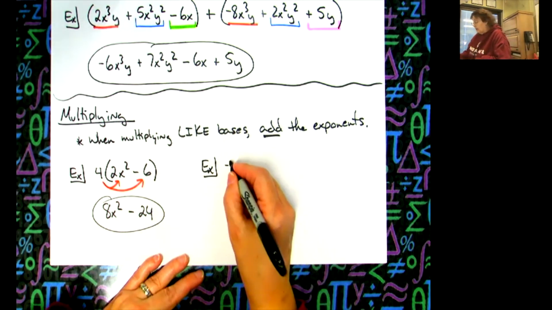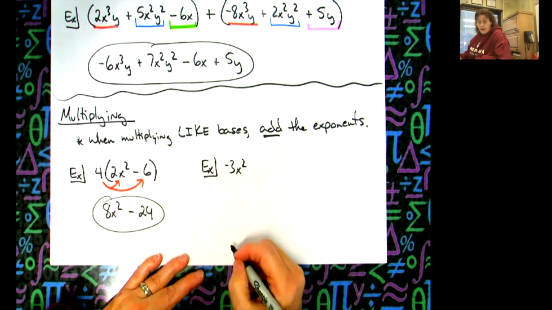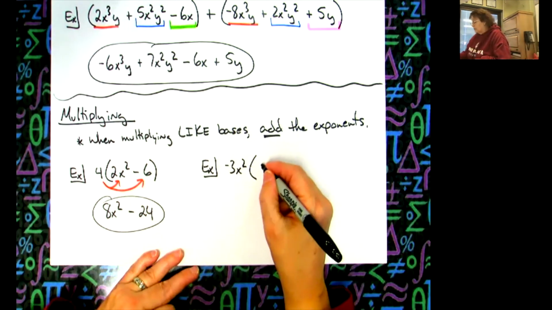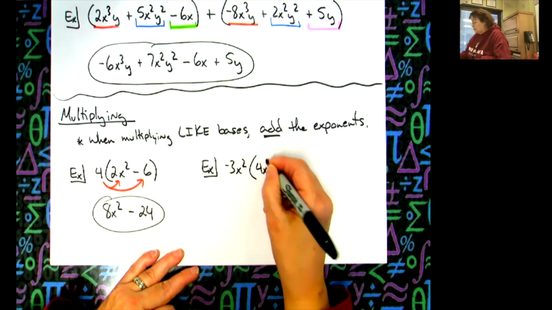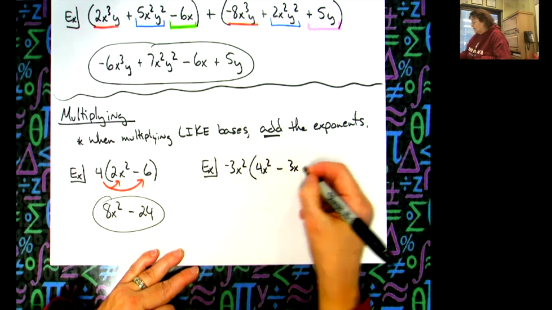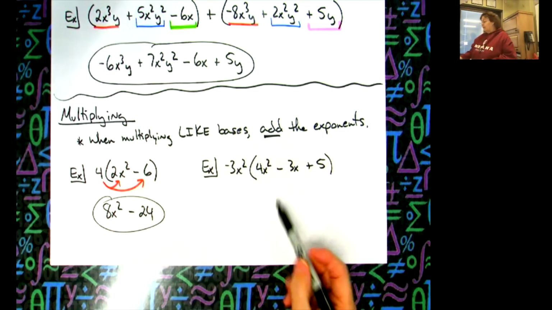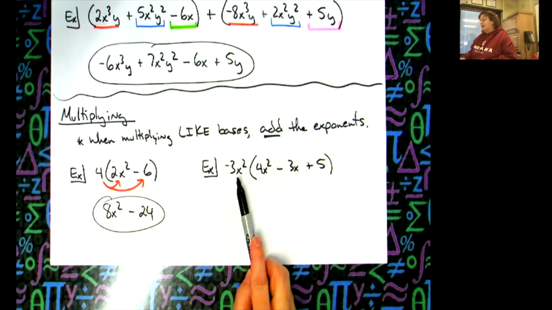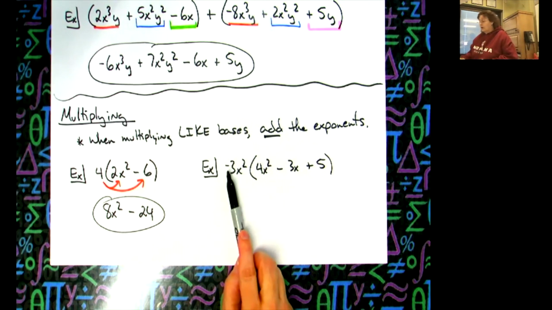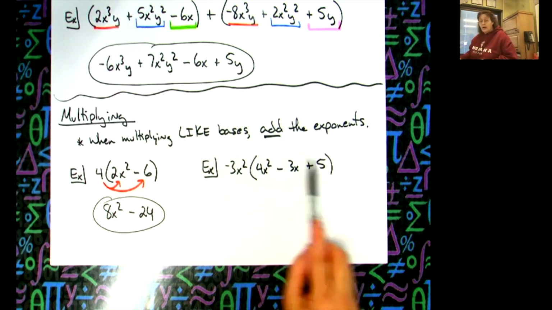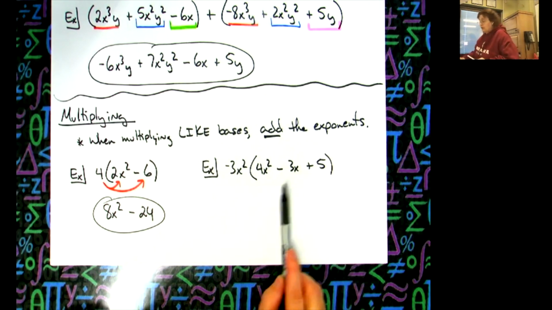So let's put like a negative 3x squared on the outside. Let's go ahead and put maybe say 3 terms in there. Let's do a 4x squared minus a 3x plus a 5. Okay, so I can have any number of terms on the inside, and technically I can have any number of terms on the outside. This right here is a monomial, all right, times a trinomial. So vocab words that you ought to be used to.